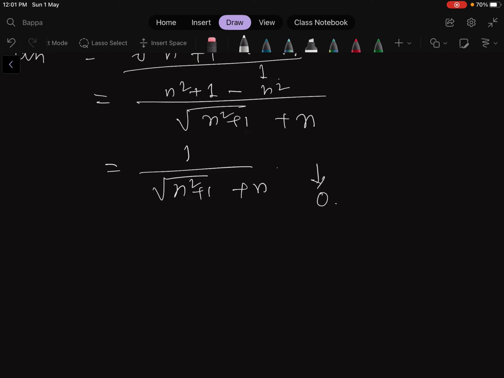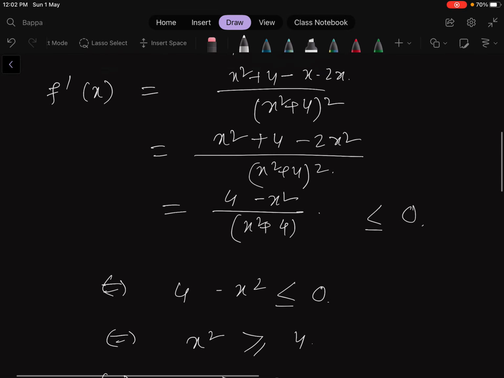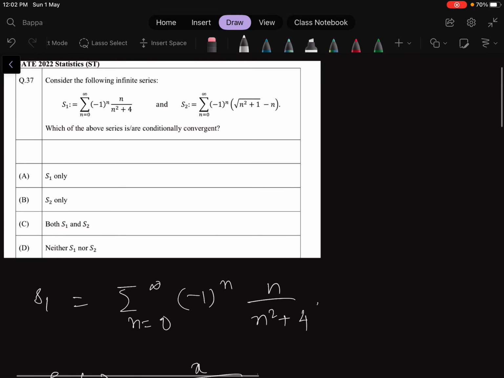So again by Dirichlet test, this summation of (-1)^n a_n, n equal to 0 to infinity, is convergent. So both are convergent, conditionally convergent. So option C.